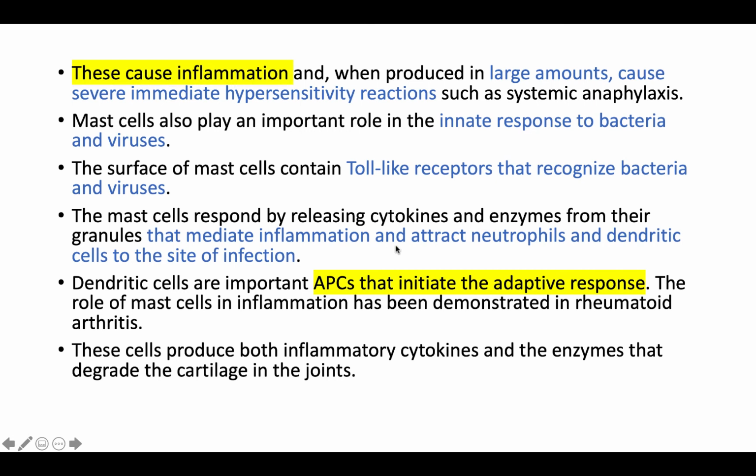Dendritic cells are important in that they can initiate the adaptive response. The role of mast cells in inflammation has been demonstrated, for example, in rheumatoid arthritis. And they can produce both inflammatory cytokines and enzymes that degrade cartilage in joints. So they are implicated here. Eosinophils are implicated in asthma. Mast cells are implicated in rheumatoid arthritis.